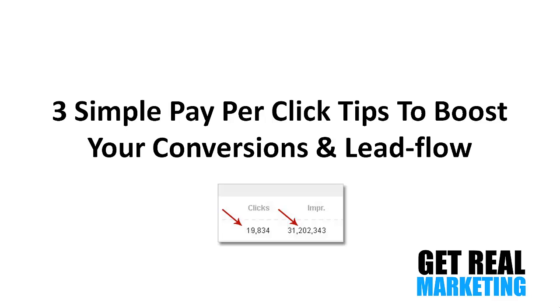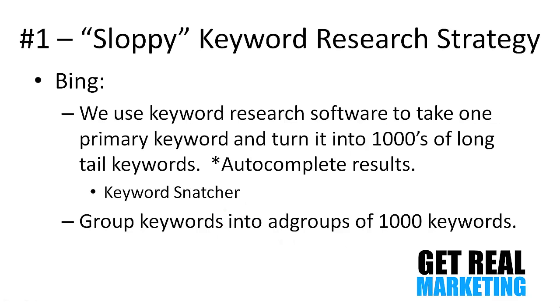This video is 3 simple pay-per-click tips to boost your conversions and lead flow. And as you can see here, just by some of our numbers, this one particular campaign had over 31 million impressions and over 20,000 clicks. We're going to show you how to get these types of results in your business, starting with tip number 1. We do something called sloppy keyword research. It's our sloppy keyword research strategy.